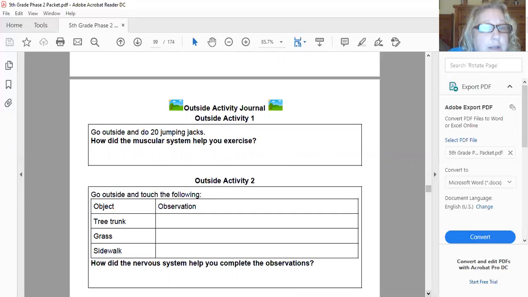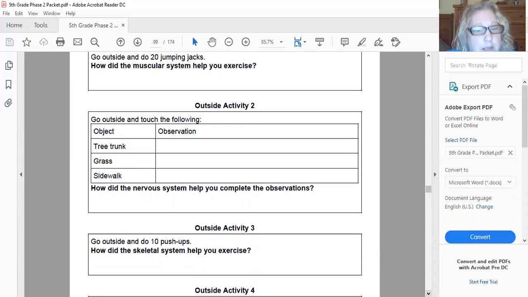You just have to look down through your packet. Outside, go outside and do 20 jumping jacks. How did the muscular system help you exercise? You can take your pulse. You can feel your pulse in your neck or on your wrist. Always use your fingers, not your thumb, because your thumb does have a pulse. So you would hold your wrist just under your thumb, kind of in between the outside and the center, and you'll be able to feel your pulse. Take your pulse and count how many times it beats within 30 seconds, then do jumping jacks, and then count how many times it beats within 30 seconds, and you can see a big difference in how hard your heart is working to help you do activity.